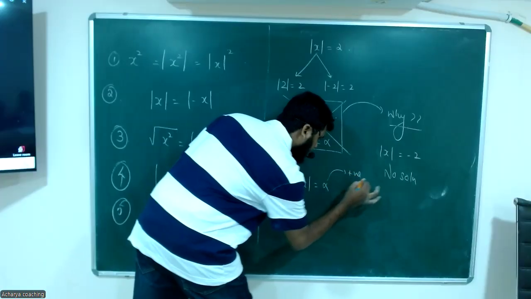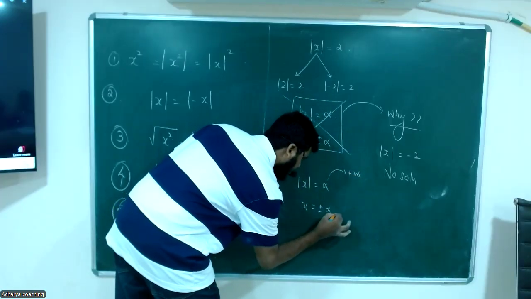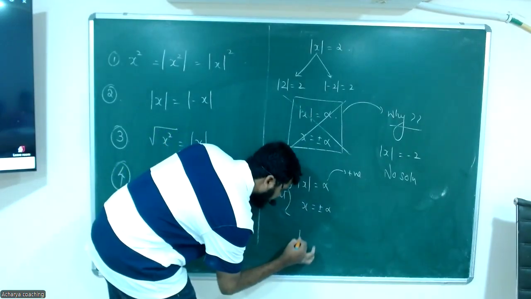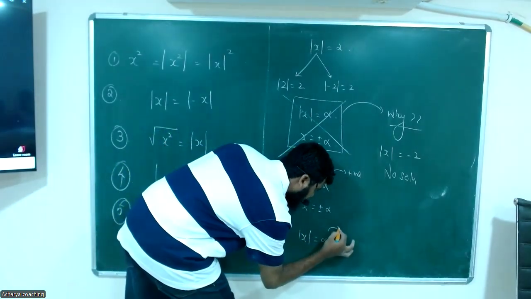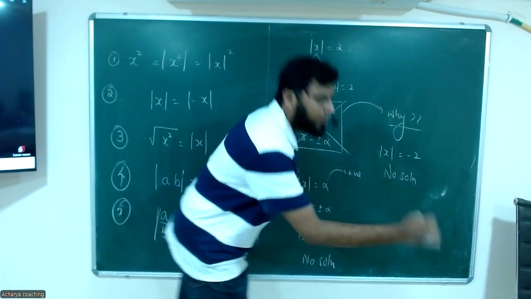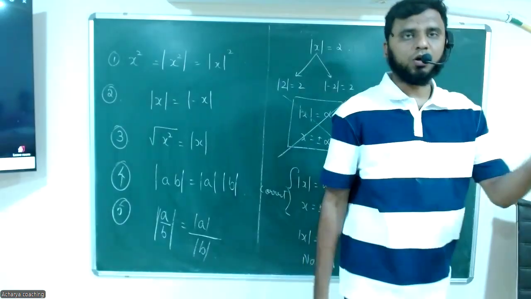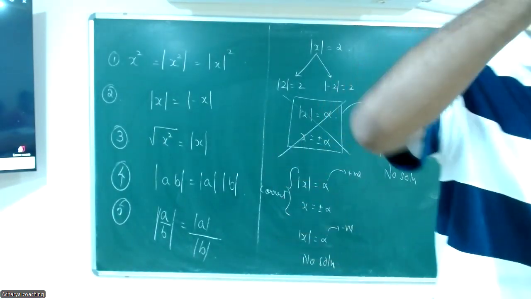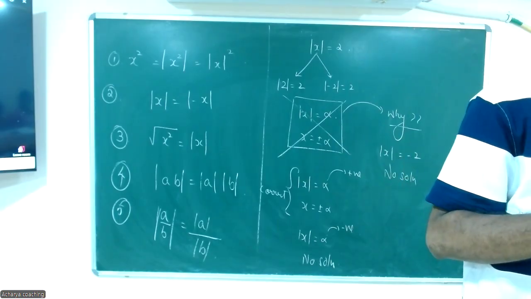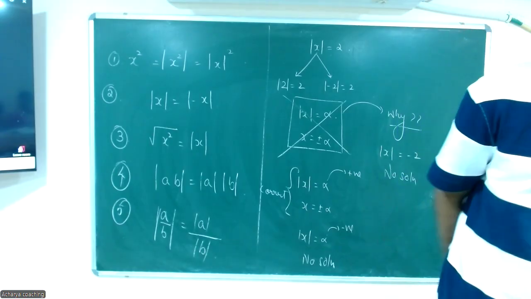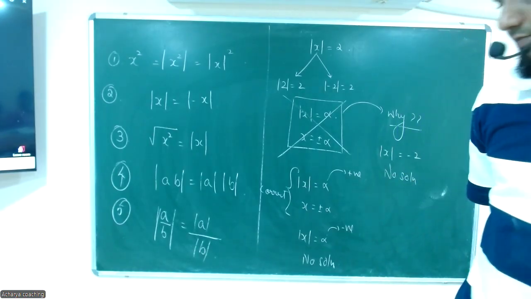So modulus of x equal to alpha, where alpha is positive, then x equal to plus or minus alpha. This part is correct. And if alpha is negative, then no solution. So always, modulus of x equal to alpha, x is not simply plus or minus alpha. Alpha should be positive first. If alpha is negative, then no solution. If alpha is positive, then plus or minus alpha will come. Any doubt? Copy this.